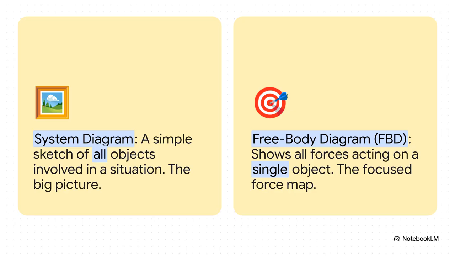But the real star of the show, the one we really care about, is the free body diagram, or FBD for short. This is our close-up. It's a focused map that shows us every single force acting on just one specific object. This is our key to finally seeing that tug of war.